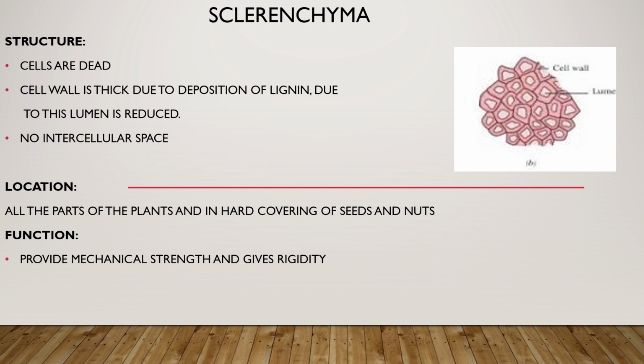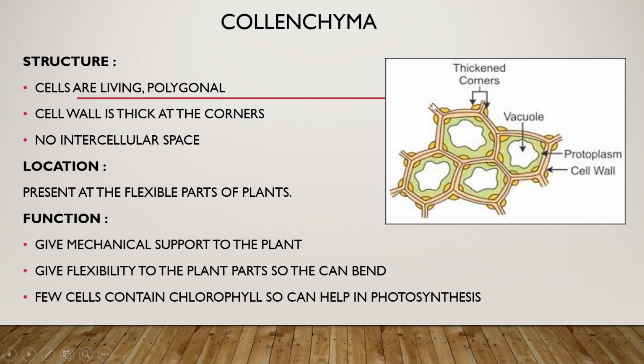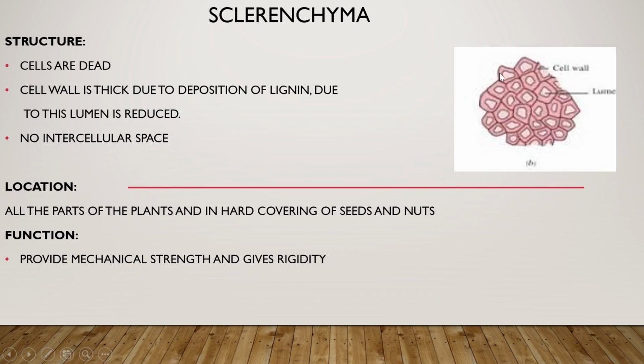Now the next type of cell is sclerenchyma. Here the special characteristic feature is that the cells are dead. In parenchyma and collenchyma the cells are living, while in sclerenchyma the cells are dead. Now here you can see that the cell wall is thick all around. If you remember, in collenchyma the cell wall is thick at the corners only, while here in sclerenchyma the cell wall is thick all around.